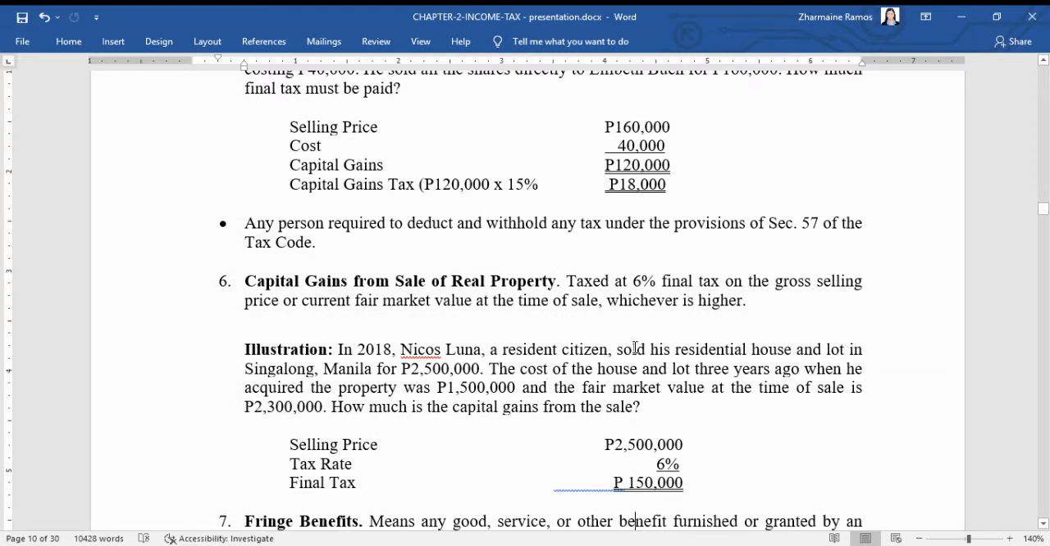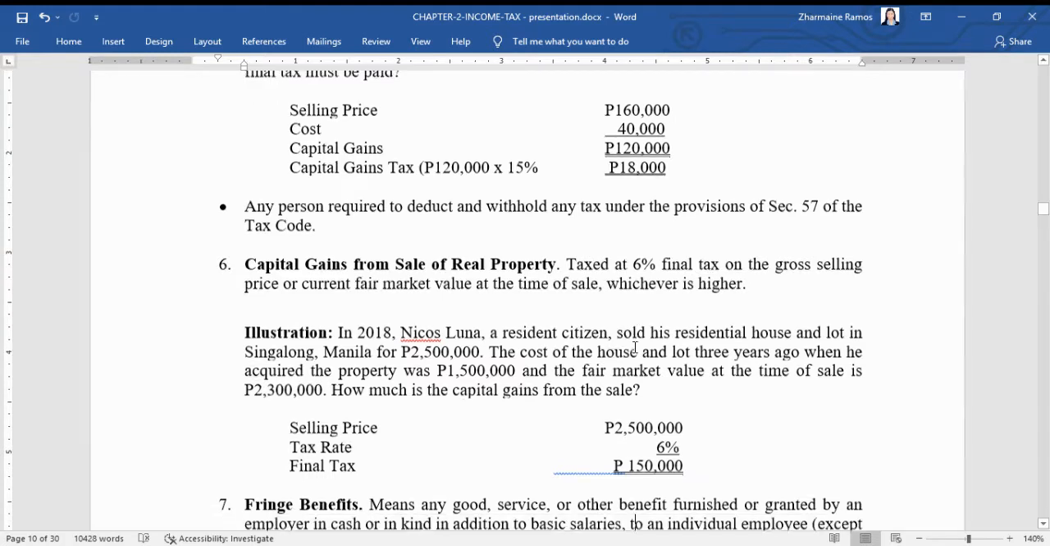Example, in 2018, Nikos Luna, a resident citizen, sold his residential house and lot in Singalong, Manila for 2,500,000. The cost of the house and lot 3 years ago when he acquired the property was 1,500,000 and the fair market value at the time of sale is 2.3. How much is the capital gains from the sale?